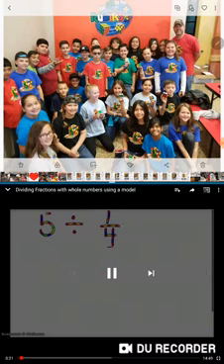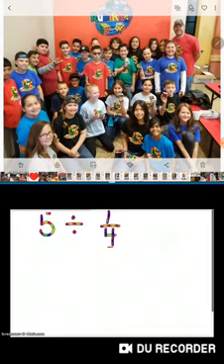Here we go, let's take a look at our first example. We have 5 divided by 1/4. This means we want to know how many 1/4s there are in 5. So when we're doing this, as 5th graders, we want to make sure we draw our model. So, KB, tell us, how many holes do I want to draw? 5. So that's what we're going to start out with.